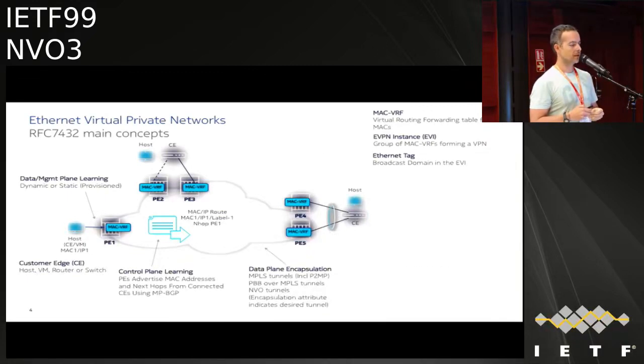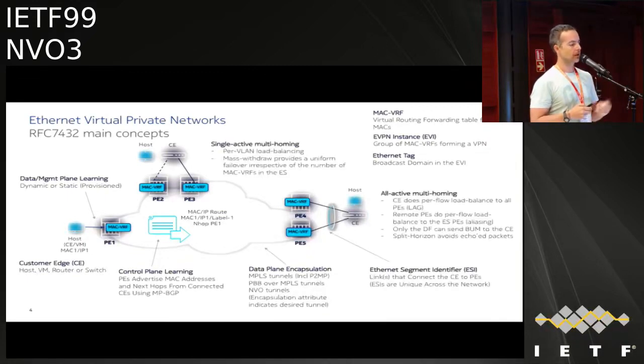Finally, one of the key features in EVPN is multi-homing. Single active multi-homing, which means per VLAN load balancing from a CE to a group of PEs. And if you have single active multi-homing, there are also nice features like mass withdrawal that allows you to have a uniform failover, irrespective of the number of MAC-VRFs that you have in an Ethernet segment. But especially something very appealing is all-active multi-homing. That is the ability of having per flow load balancing from a given CE to a group of PEs that are part of the same Ethernet segment.